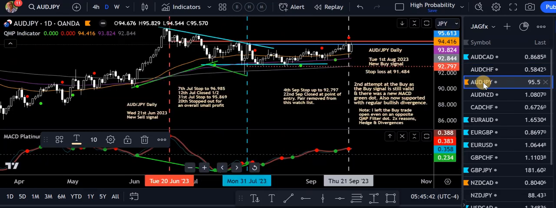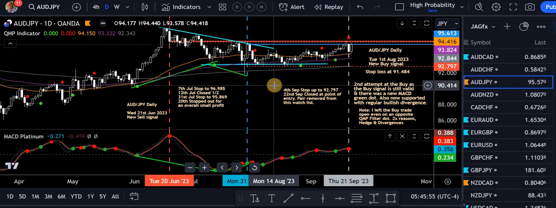Now, Aussie Japanese yen, highlighted in orange. There's a couple of reasons. One is we've closed some trades out during the week, and two, I'm removing it from the watch list. I've got the New Zealand Japan on now. No use having the pair of them on there. They're very correlated.